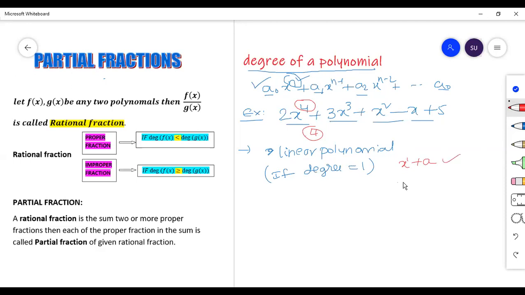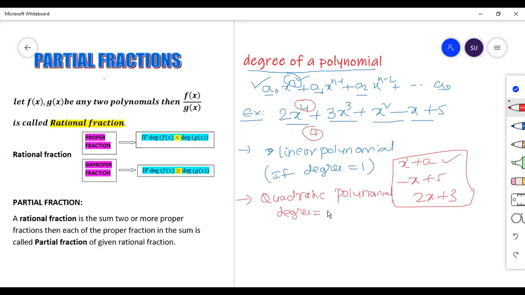Another example, minus x plus 5 is a linear polynomial. 2x plus 3 is a linear polynomial, like this. You may call these linear factors. Next thing is the quadratic polynomial. What do you mean by quadratic? A quadratic polynomial is nothing but one whose degree is equal to 2.